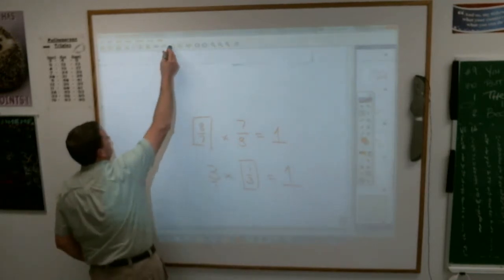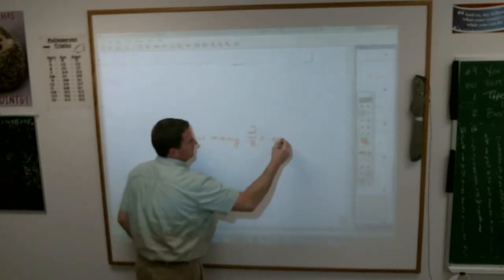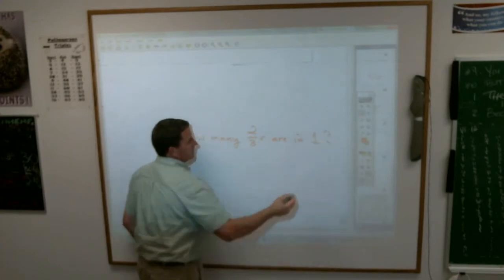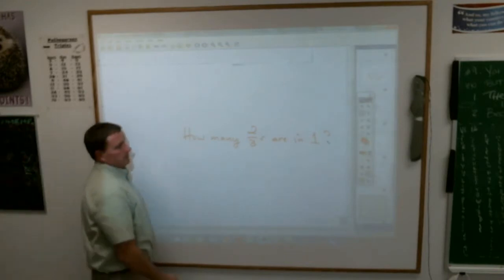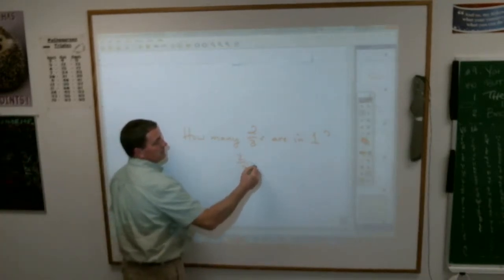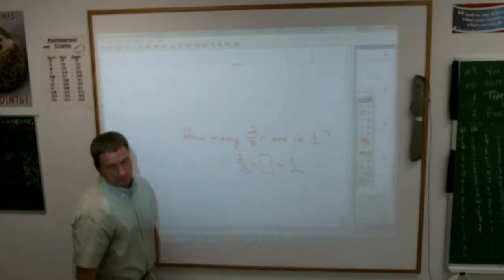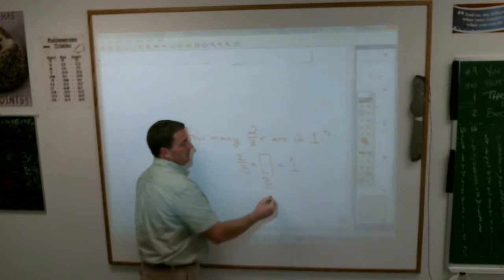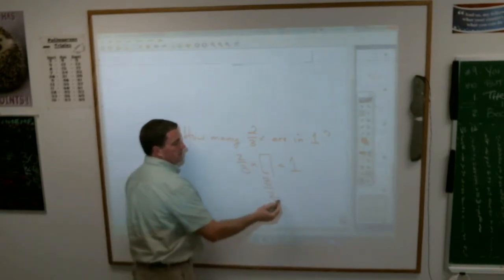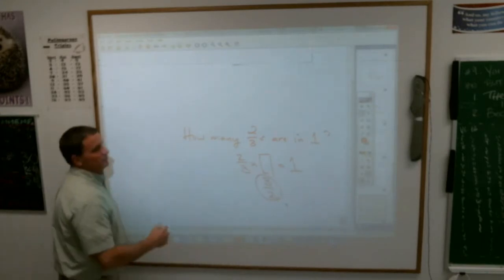Now, here's what you probably don't remember. They'll ask you this. How many 2/3 are in 1? In other words, they're just asking you this: 2/3 times what number is 1? Again, right away you should think reciprocal, which means the answer is 3/2. There are 1 1/2 2/3s in 1. Does that make sense? Drew.